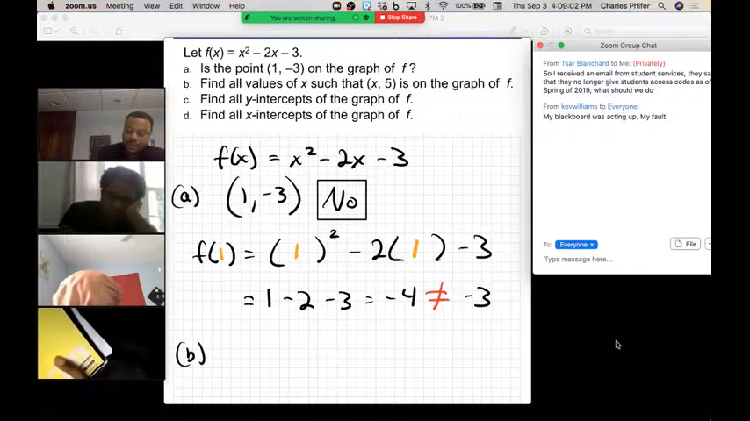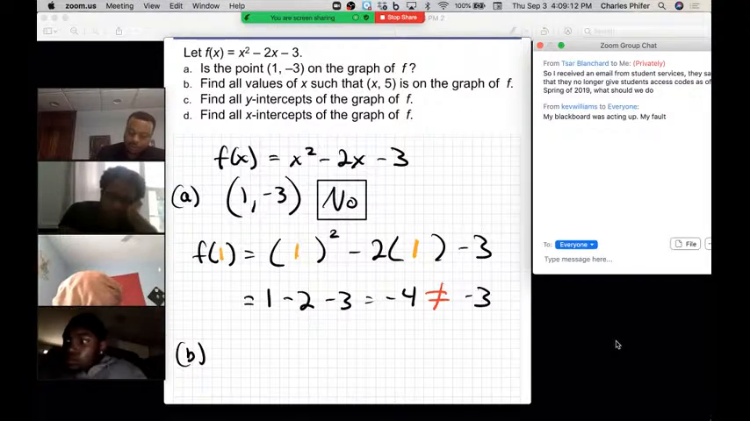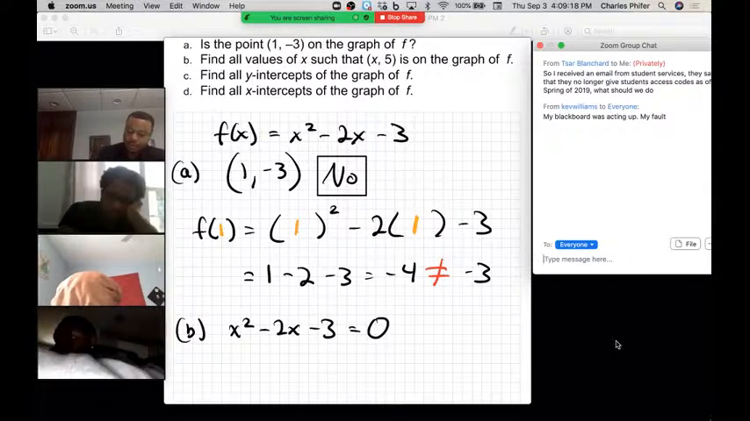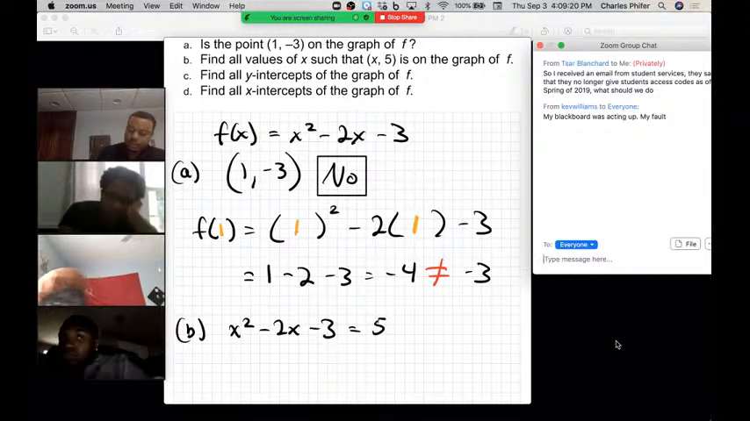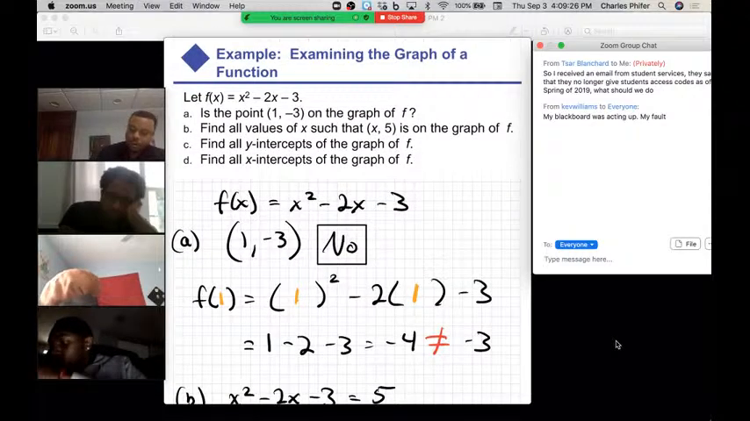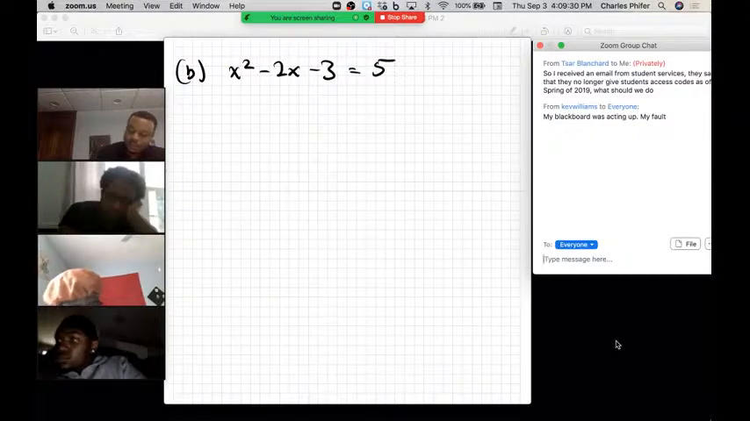Find all x values such that (x, 5) is on the graph. So in other words, this one is saying let y equal 5, right? So we're going to take our function, which is x squared minus 2x minus 3. That's not equal to 0. Equal to 5 in this case. And then we're going to solve for x. Okay? So I'm going to set it equal to 0.